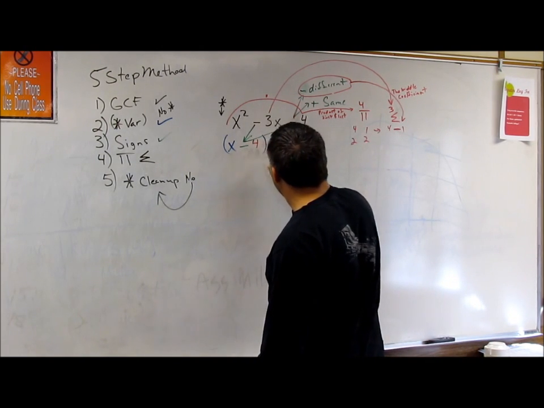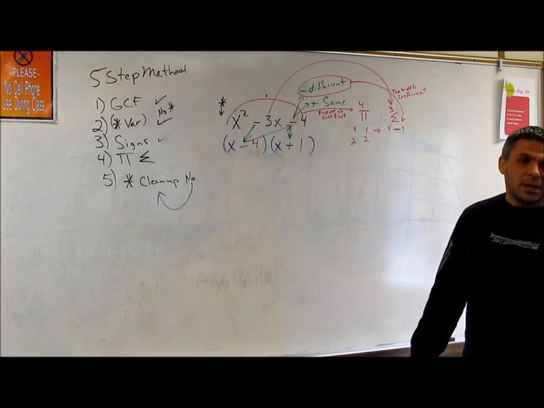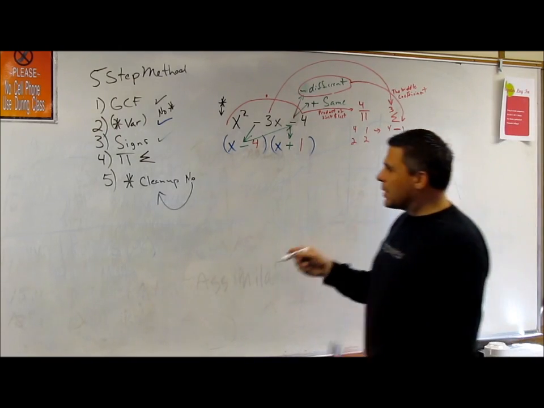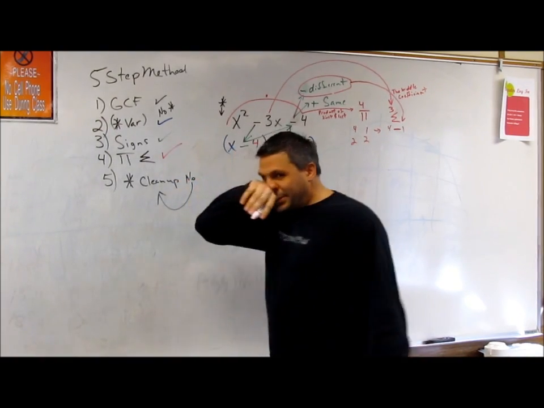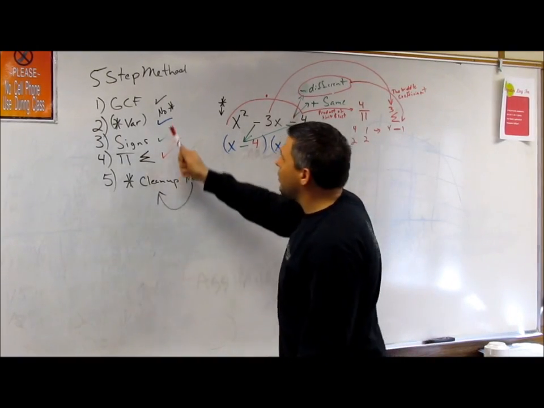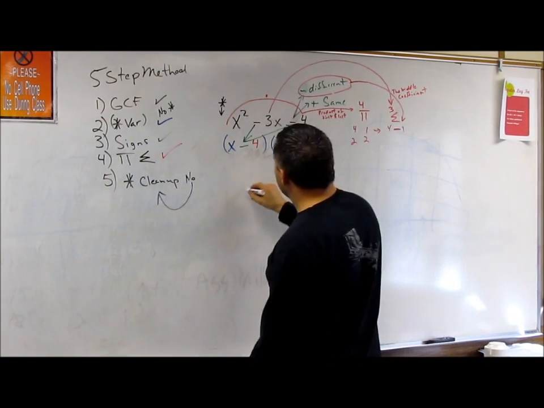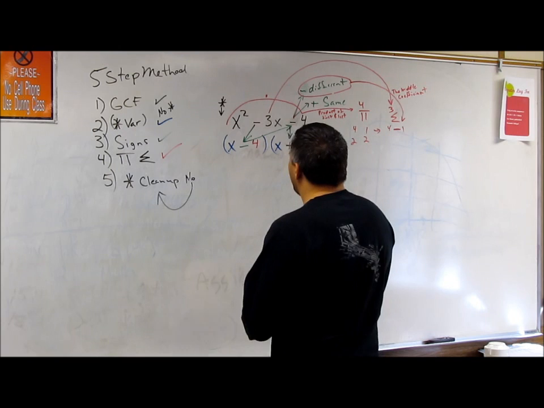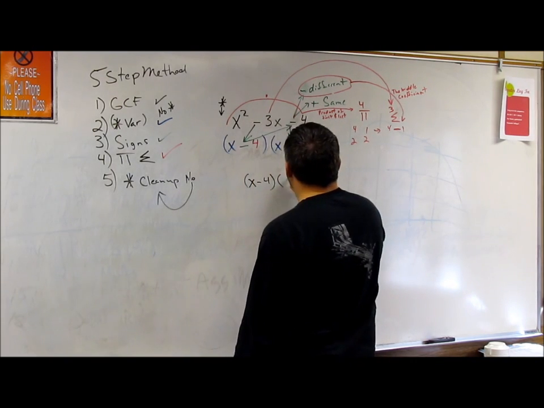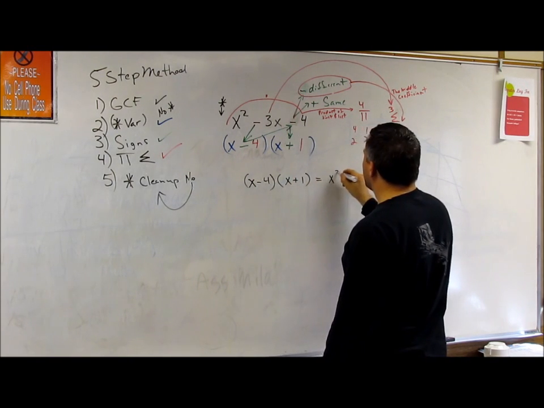4, 1. Okay? So my product and sum is taken care of. Now it's time to do my star cleanup, but there was no star, so I have no star cleanup, so I am done. So my final answer is x minus 4 times x plus 1 is equal to x squared minus 3x minus 4.